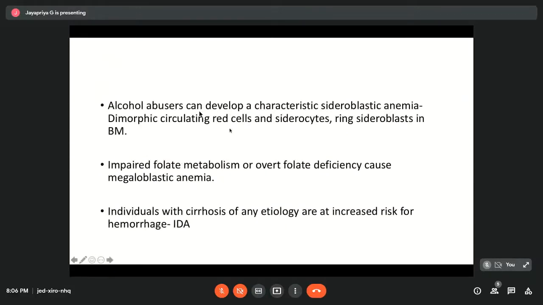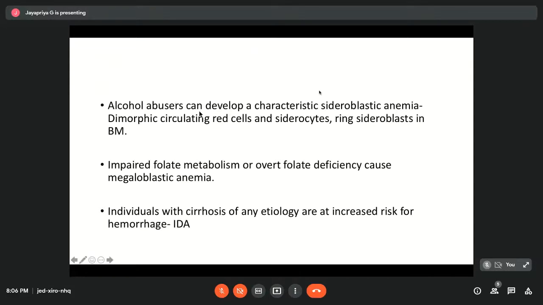Now, what are the other types of anemia? When you say it is an anemia of liver disease, it is directly because of the liver disease. But other forms of anemia can also be seen in patients with liver disease. That is, alcohol abusers can characteristically develop secondary sideroblastic anemia.